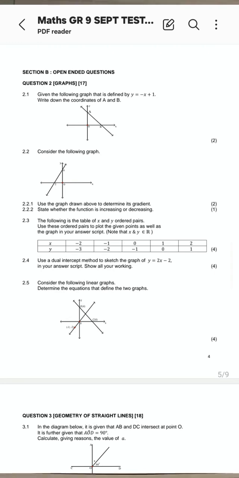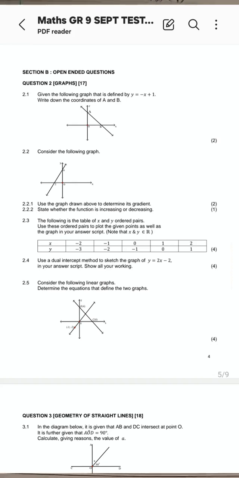Then 2.2.2, they're asking the question, state whether the function is increasing or decreasing. Hi guys, for 1 mark, state whether the function is increasing or decreasing.